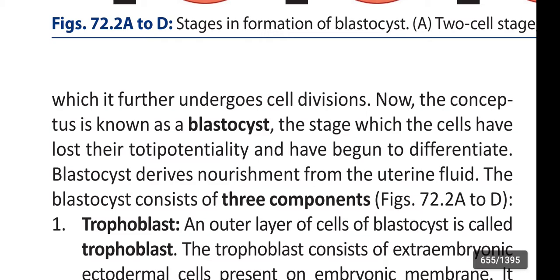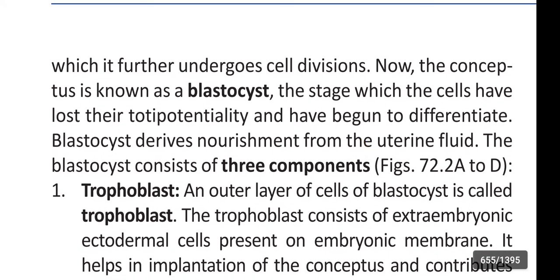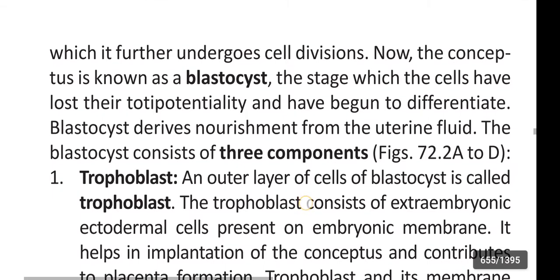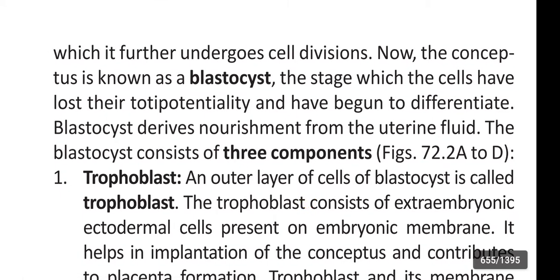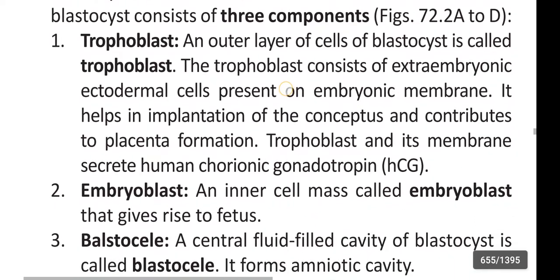Now the conceptus is known as blastocyst. In the blastocyst stage, the cells have lost their totipotentiality and have begun to differentiate. Blastocyst derives nutrition from uterine fluid. This blastocyst consists of 3 components: trophoblast, embryoblast and blastocele.